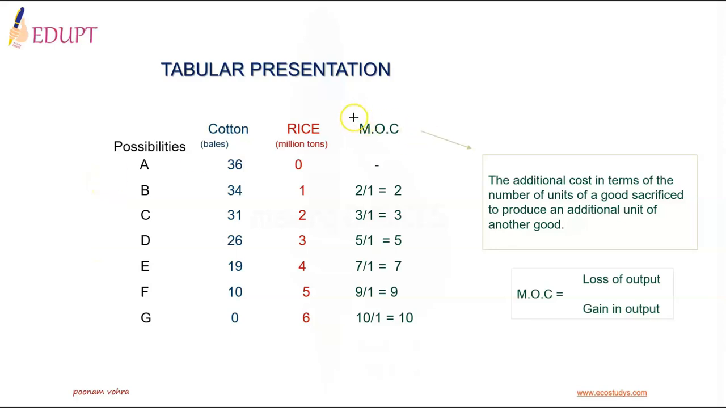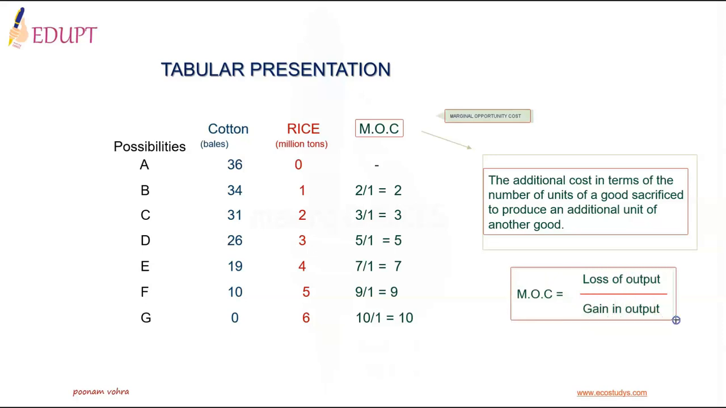Now let's move forward to understand the concept of marginal opportunity cost. Marginal opportunity cost is the additional cost, in terms of the number of units of a good sacrificed, to produce an additional unit of another good. It can be found as loss of output divided by gain in output. Let us understand this concept with the help of a tabular presentation.